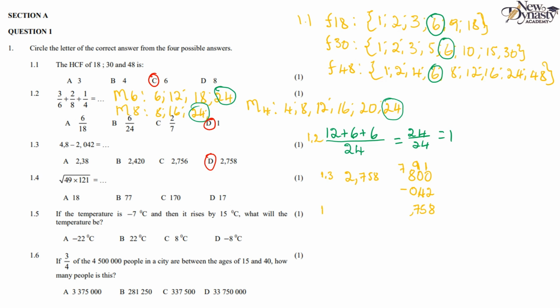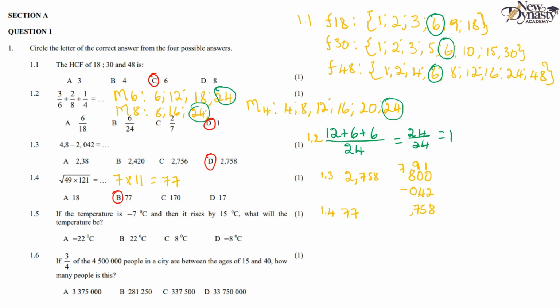Now, how are we going to answer this question 1.4? I'm going to do it here next to the question. The square root of 49 is 7. Inside the square root we have a multiplication sign, so that is 49 multiplied by 121, and the square root of 121 is 11. So that is 7 multiplied by 11. Our answer for 1.4 is going to be 77. When you look at the options, our correct option is option B, so we're going to circle option B. I hope you do understand that, grade 8. This is not really that difficult.